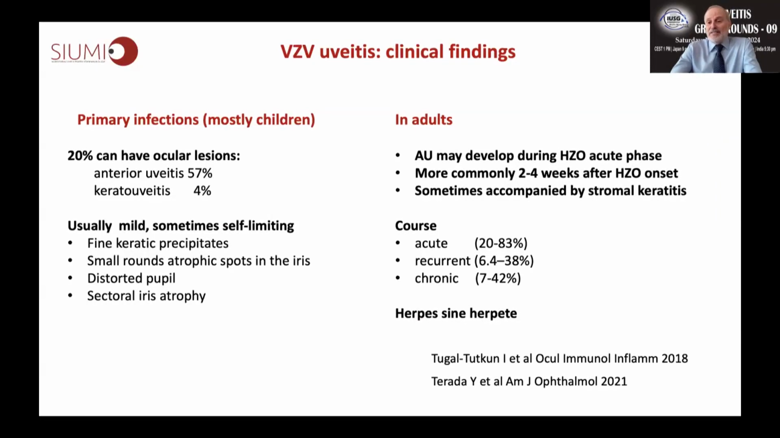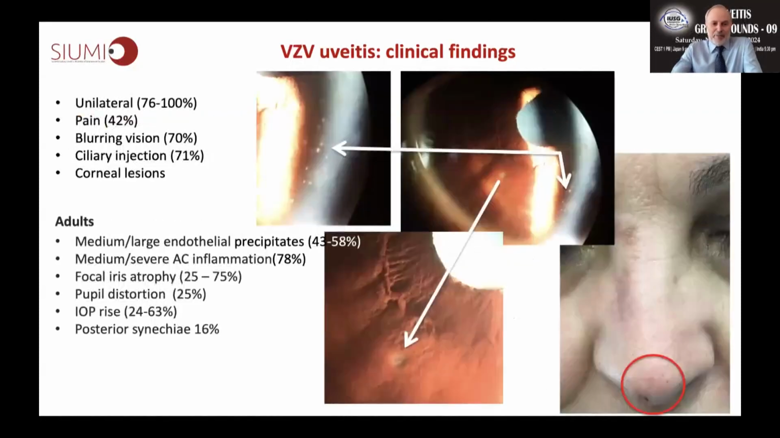And anterior uveitis in adults may develop either during the skin eruption or more commonly 2 weeks after its onset, and sometimes you can find also a corneal involvement. The course also in this case can be acute, chronic, or recurrent. And you should not forget that you can have a zoster sine herpete, that means a herpetic infection without the skin eruption.